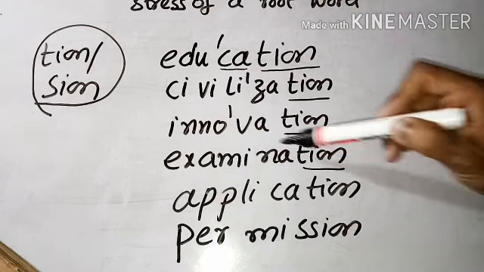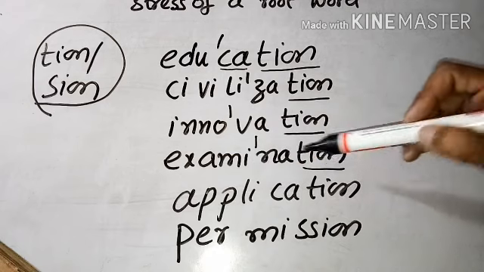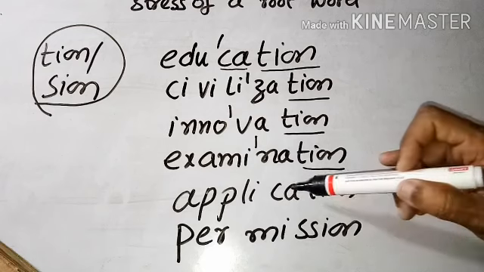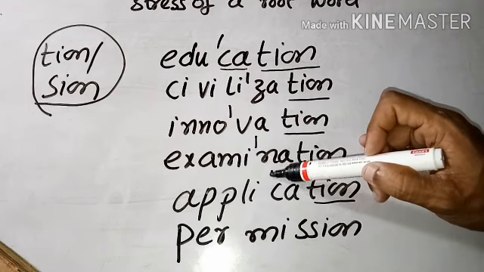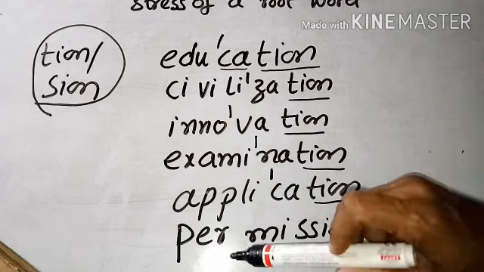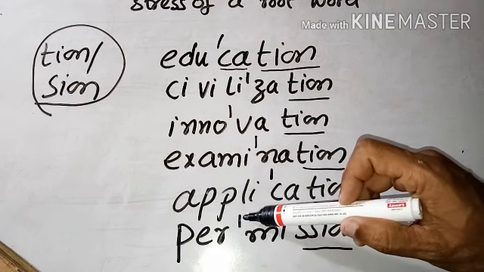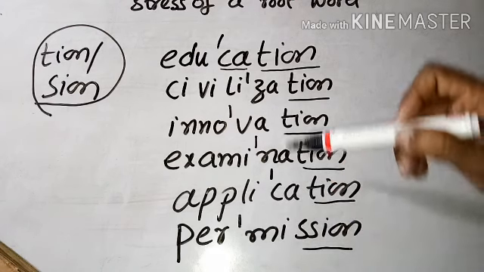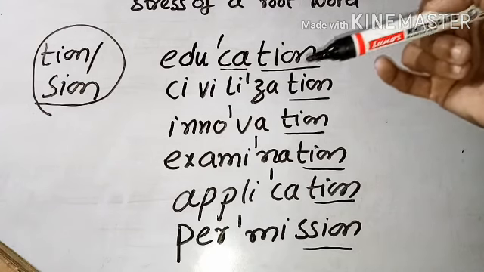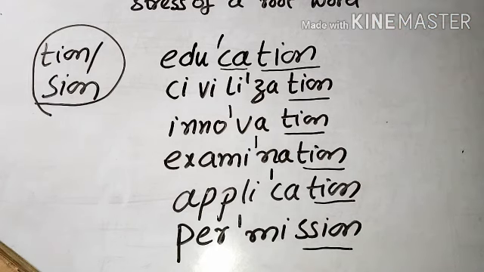Examination. Before this nay is stressed. Application. Before this syllable TION, application. This SION. Permission. So in all these words, the penultimate syllable, that is the syllable before the last suffix TION, is stressed.